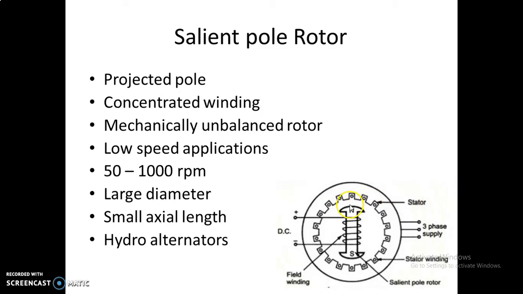In this figure, it is clear that the air gap is non-uniform. In this portion, the air gap is small, whereas in this portion, the air gap is large. So, flux distribution is non-uniform and as a result, the induced EMF is not sinusoidal. Some harmonics will be present. In the salient pole rotor, there will be a damper winding in the pole face to dampen the oscillations.